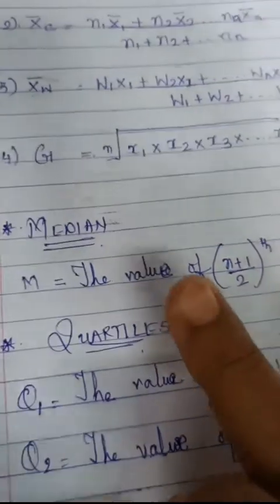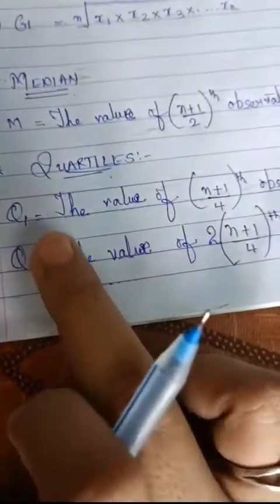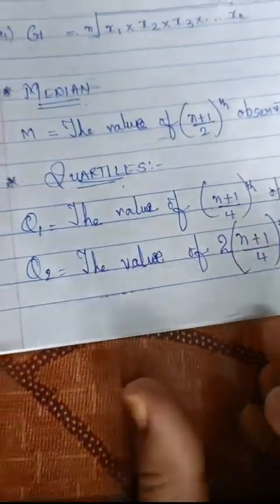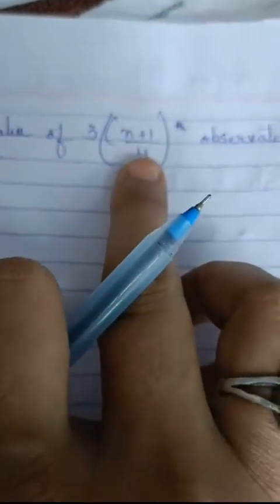Okay, so this is about the particular term. The value of median is (n plus 1) divided by 2, Q1 is (n plus 1) divided by 4, Q2 is 2 into (n plus 1) divided by 4, Q3 is 3 into (n plus 1) divided by 4, for ungrouped data. Okay, same way for the deciles.